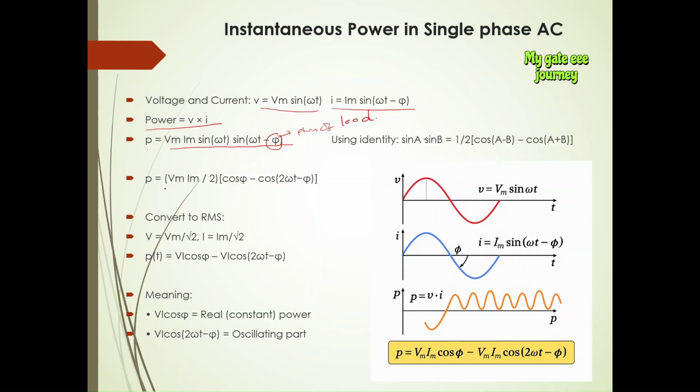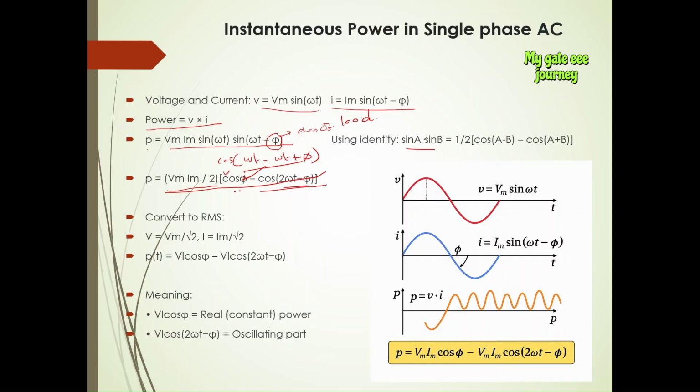And we know that equation is Vm Im by 2, and by using this identity we can write Vm Im by 2 into cos of omega t minus omega t plus phi, which gives phi, and in cos A plus B you will get 2 omega t minus phi. And here you can see this first term is constant, whereas the second term is a pulsating part, a frequency part.